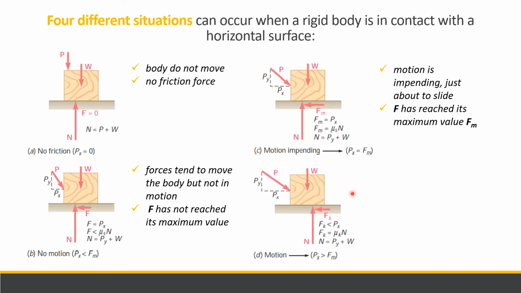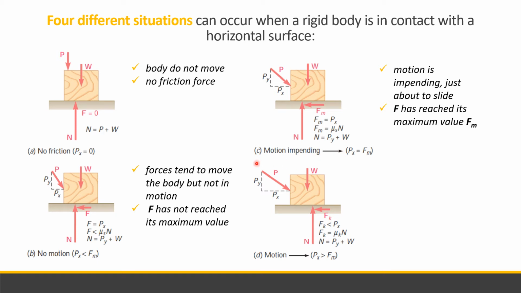For the last situation, the body is sliding under the action of the applied forces, meaning the body is in motion. That means Px, the horizontal component, is now greater than Fm, so it became Fk. That is kinetic friction. The body is in motion, so the equations of equilibrium no longer apply, since equilibrium applies only to a static body.